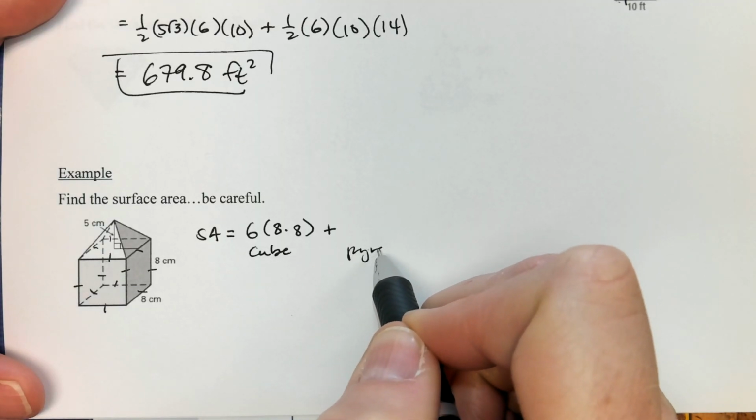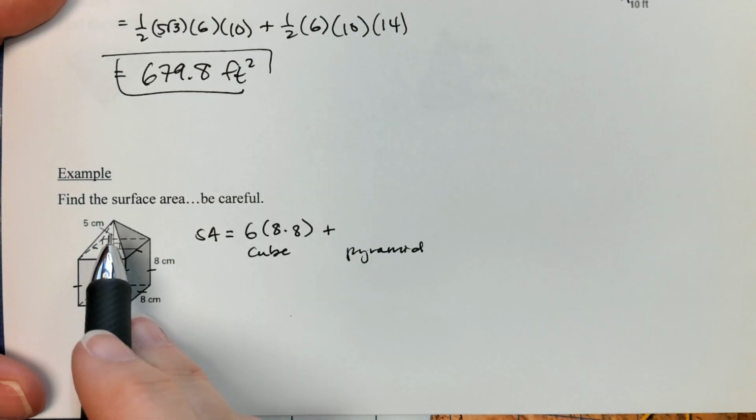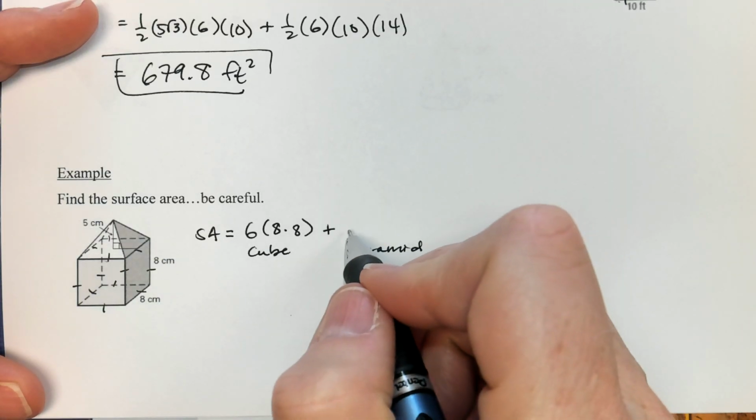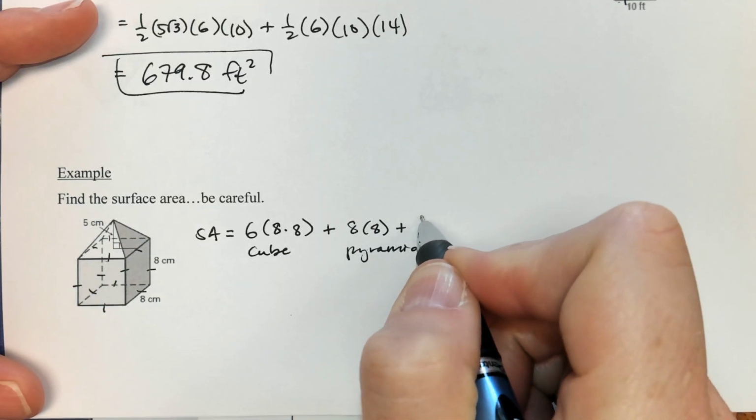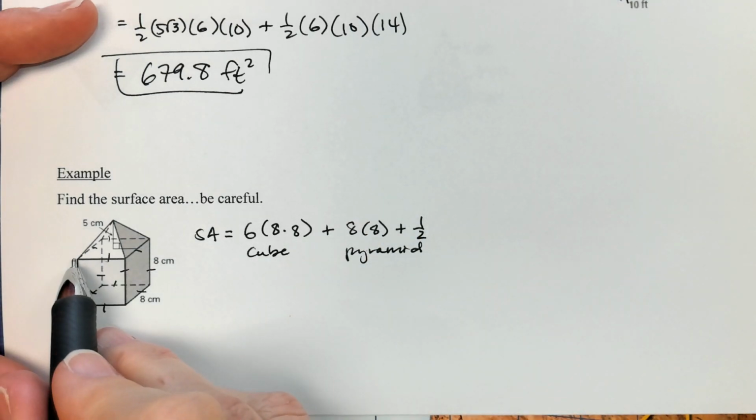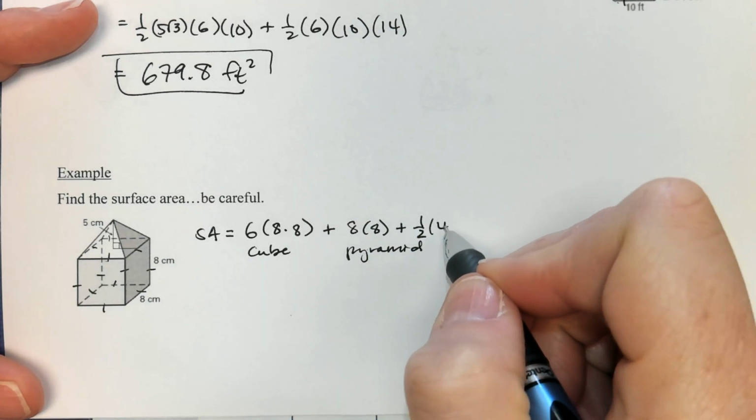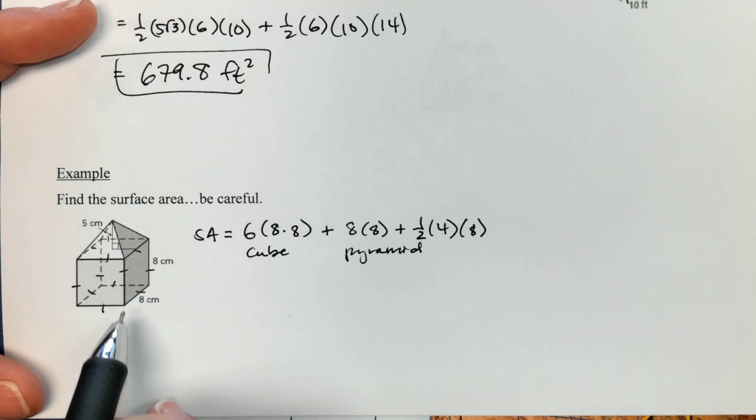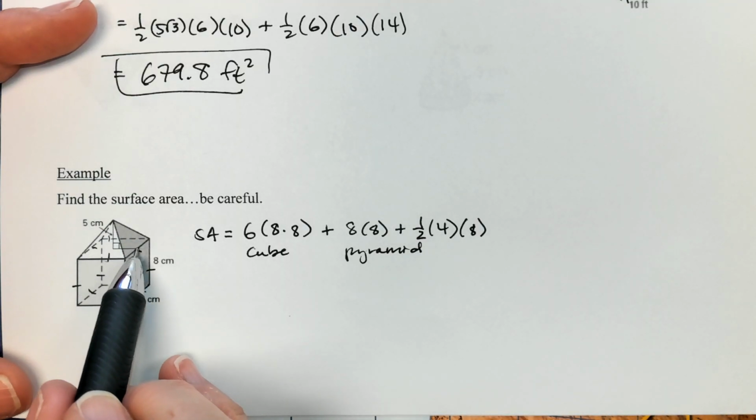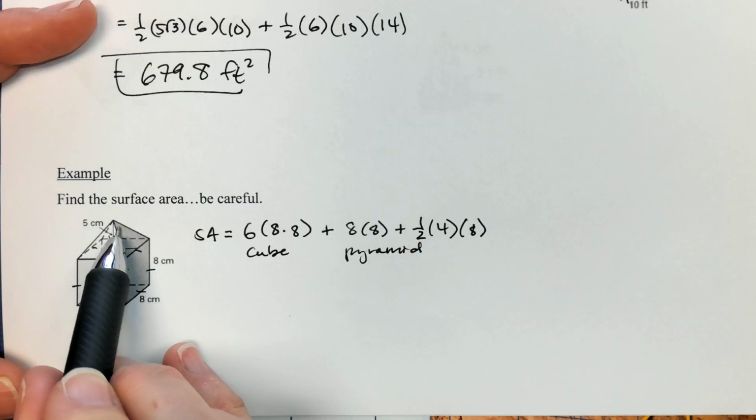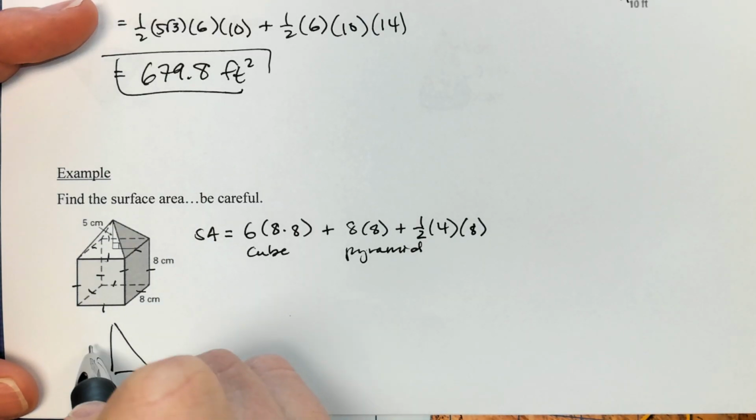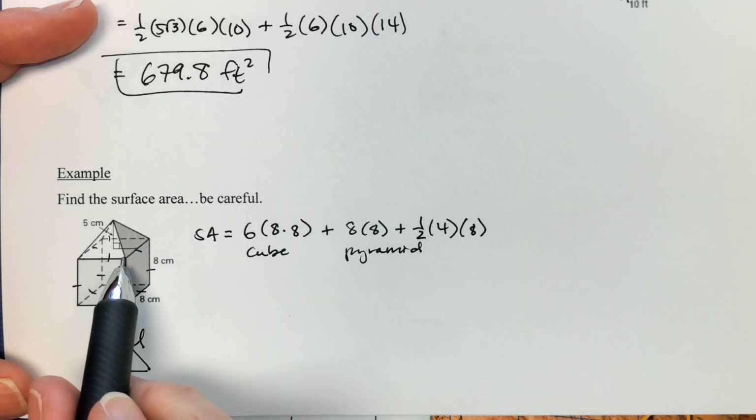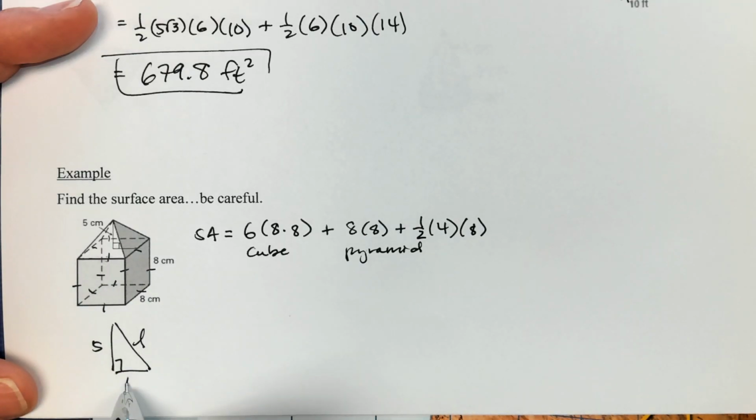Now we need the pyramid. The base of the pyramid is a square, so it's going to be base times height, so 8 times 8. And then I need 1/2 NSL. So number of sides is 4. Side length is 8. And slant height I don't have. So we're going to have to go find that. Here's my triangle, 5, and then 1/2, and then my slant. So I'm just going to draw that right here. I got a 5. I got my slant, which I don't know. And then this side is 8, but we're only going to use half of that, so 4.